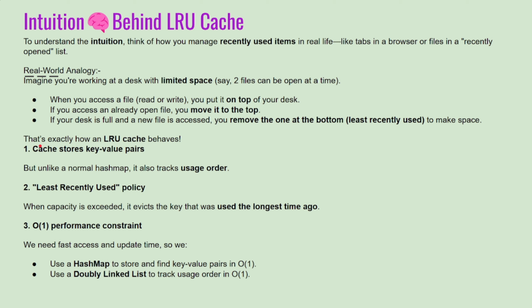That's exactly how an LRU cache behaves. The cache will store key value pairs unlike a normal HashMap, and it also tracks the usage order. And further, the least recently used policy, when the capacity exceeds, will evict the key that was not used for a long time. So I hope you understand this video, guys. You pause this video, go through the intuition, and let me know if you understand the problem statement and the intuition. Then we'll go through the coding.